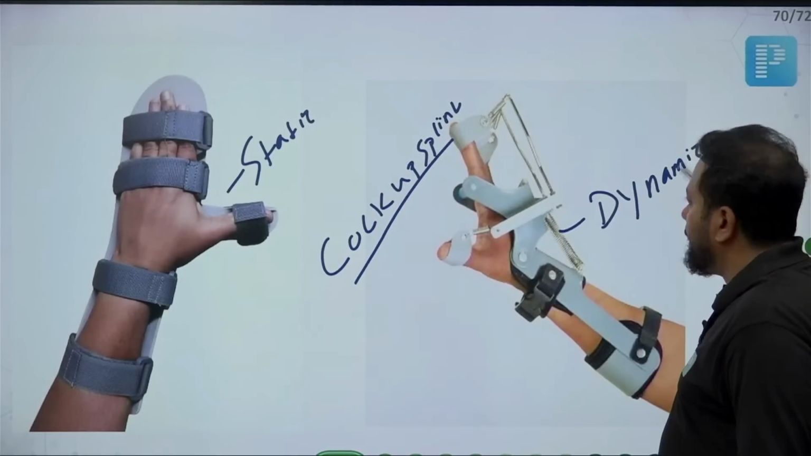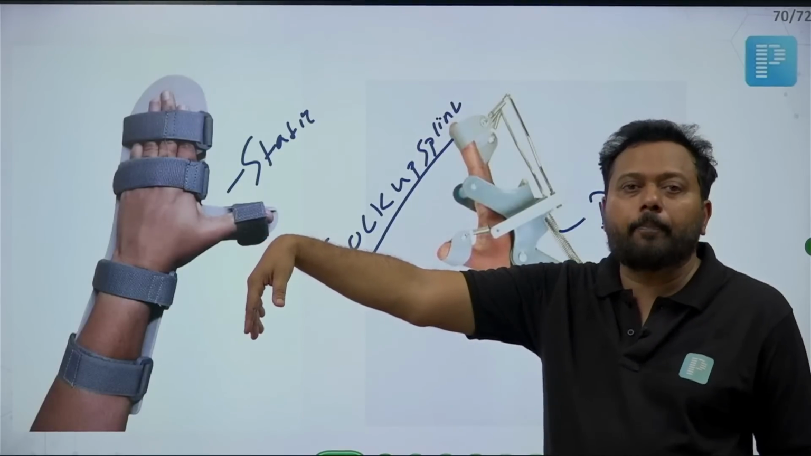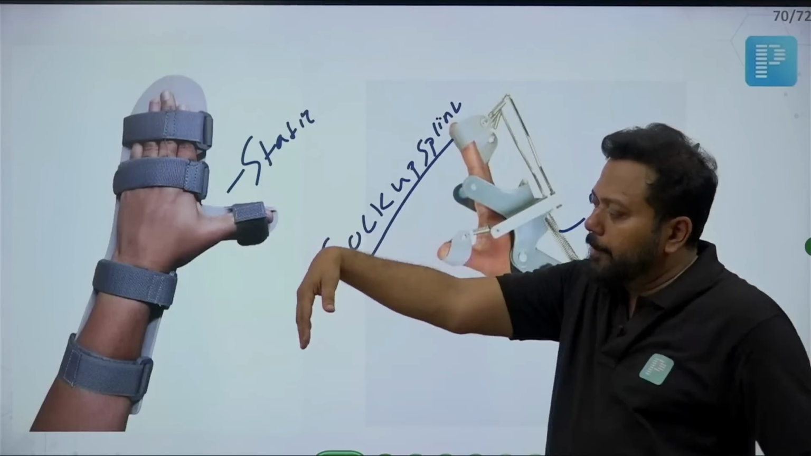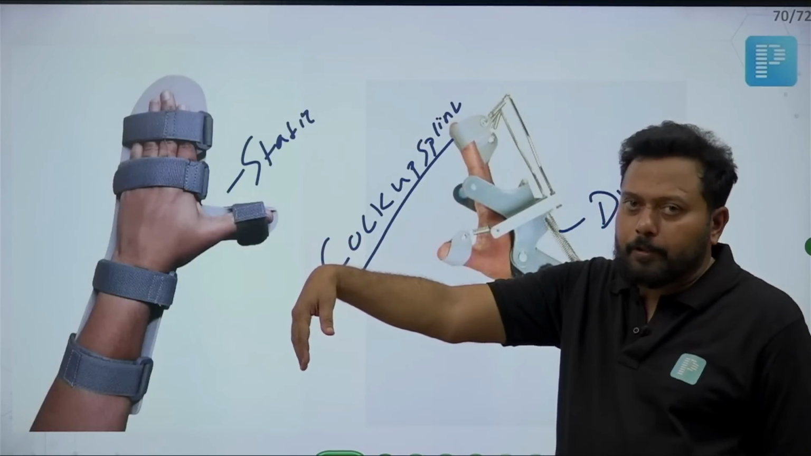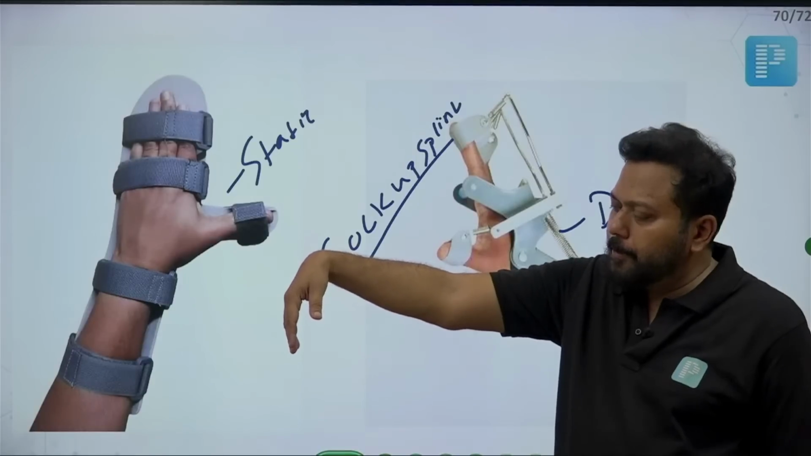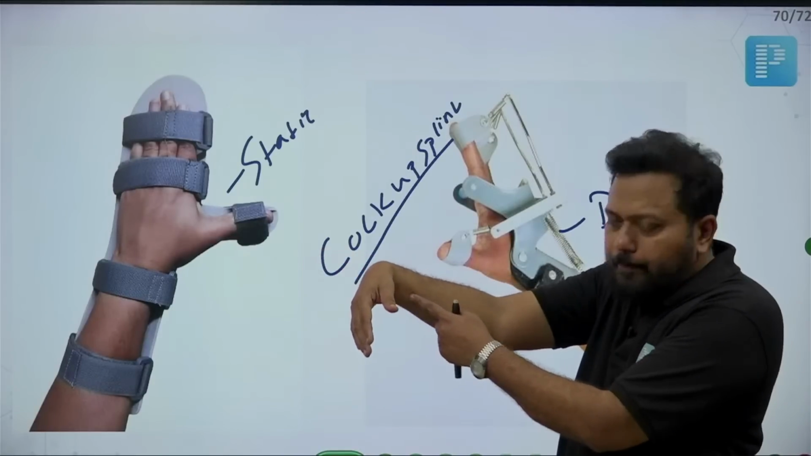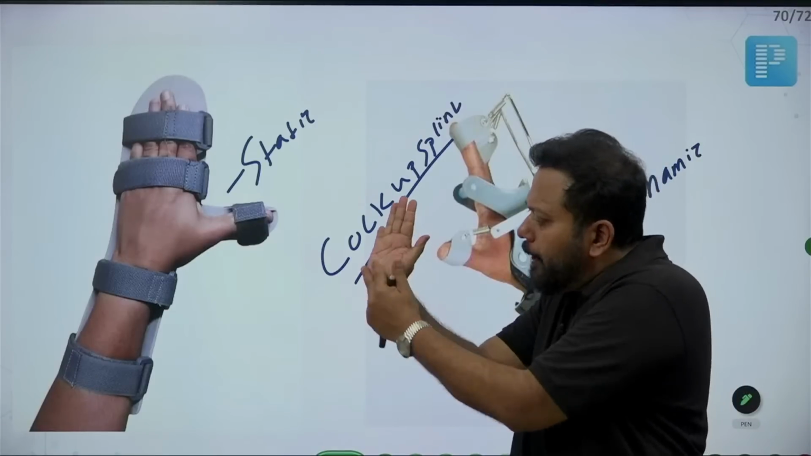You know the indication of cock-up splint: wrist drop, radial nerve palsy. See, you should give time. If it's a neuropraxia also, wrist drop will come. You should give 8 weeks, then only it will recover. For 8 weeks when the limb is in this position, the nerve will recover, but the muscle will undergo contracture. To prevent that, you should extend and put a POP slab.